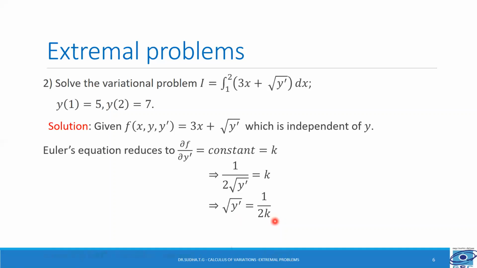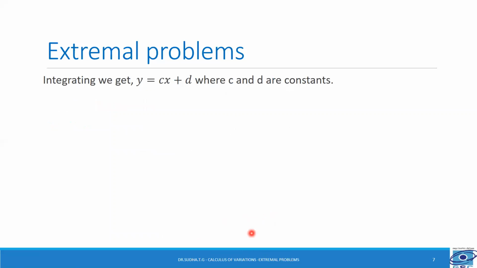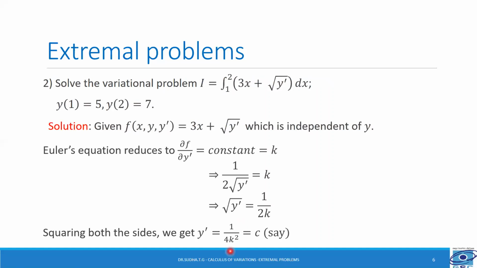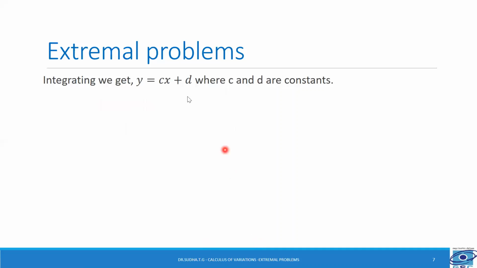Let us square both sides now. When you square both sides, you get y dash on the left hand side and on the right hand side you get 1 over 4k square, when you square 2k. Let us keep this entire constant on the right hand side as some c. So let us integrate that previous step, that is y dash is nothing but dy by dx. So on integration you get y is equal to cx plus some d, where c and d are constants.